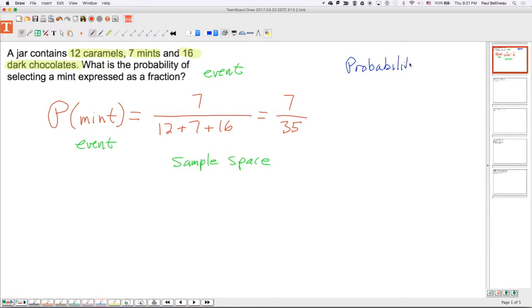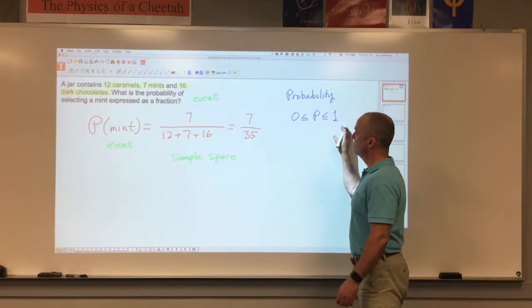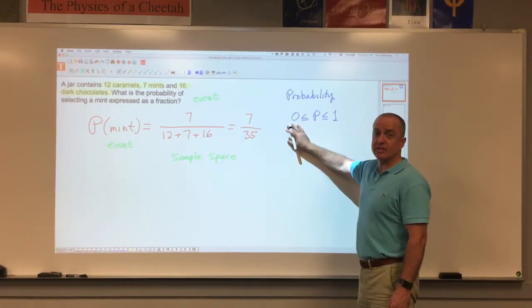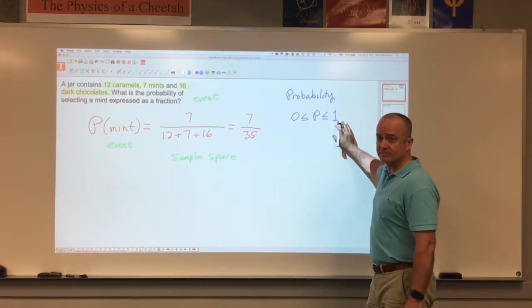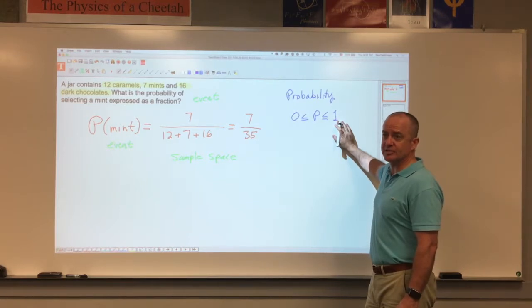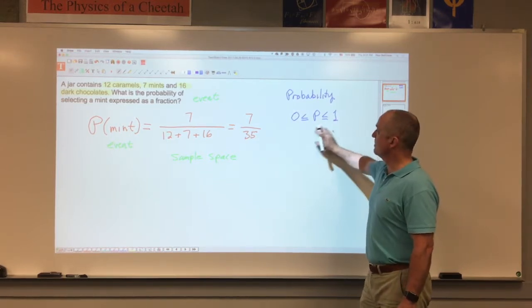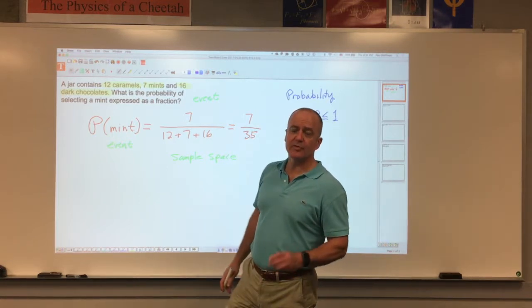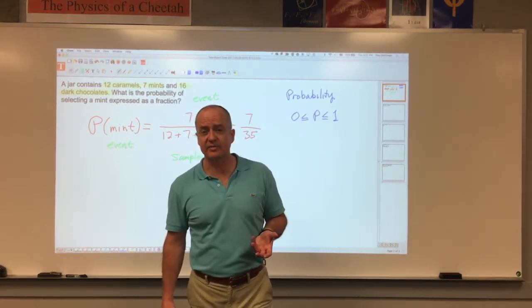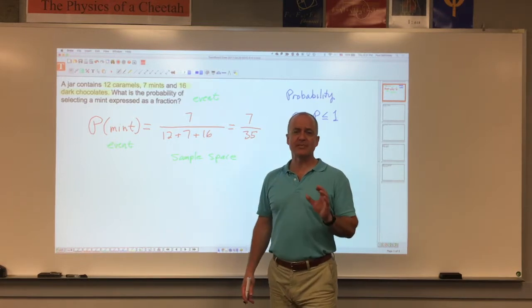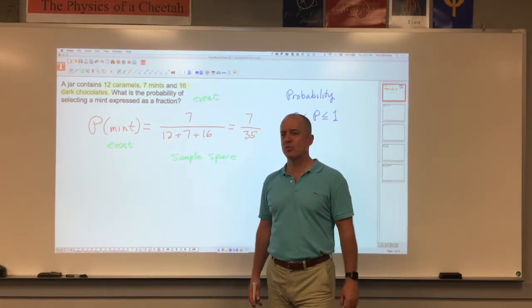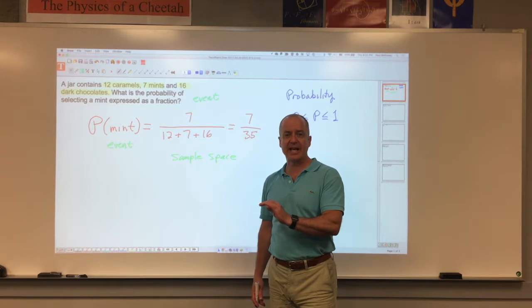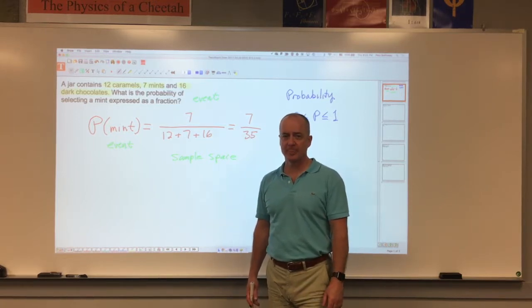Another fun thing about probability: the probability is always somewhere between 0 and 1. It can be 0. 0 means what you're talking about cannot happen. 1 means what you're talking about has to happen, under reasonable circumstances at least. And your probability is always somewhere in between. So if your fraction is negative, or if your fraction is greater than 1, you've made a mistake somewhere. You cannot have more than a 100% chance of something happening. You cannot have more than a probability of 1.